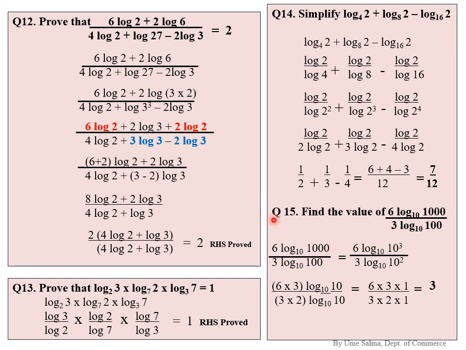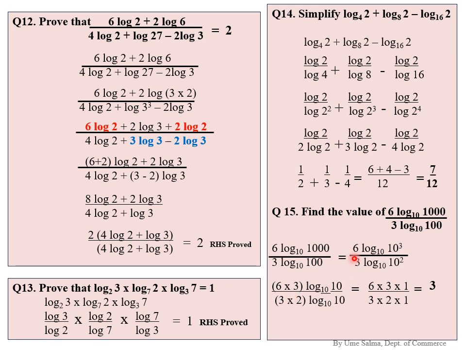Moving on to the next problem, we have: find the value of 6 log 1000 to the base 10, and in the denominator we have 3 log 100 to the base 10. We have taken this in the same form. Now what you can do is this 1000 can be written as 10 to the power 3, 10 multiplied by 10 three times, and 100 can be written as 10 to the power 2.